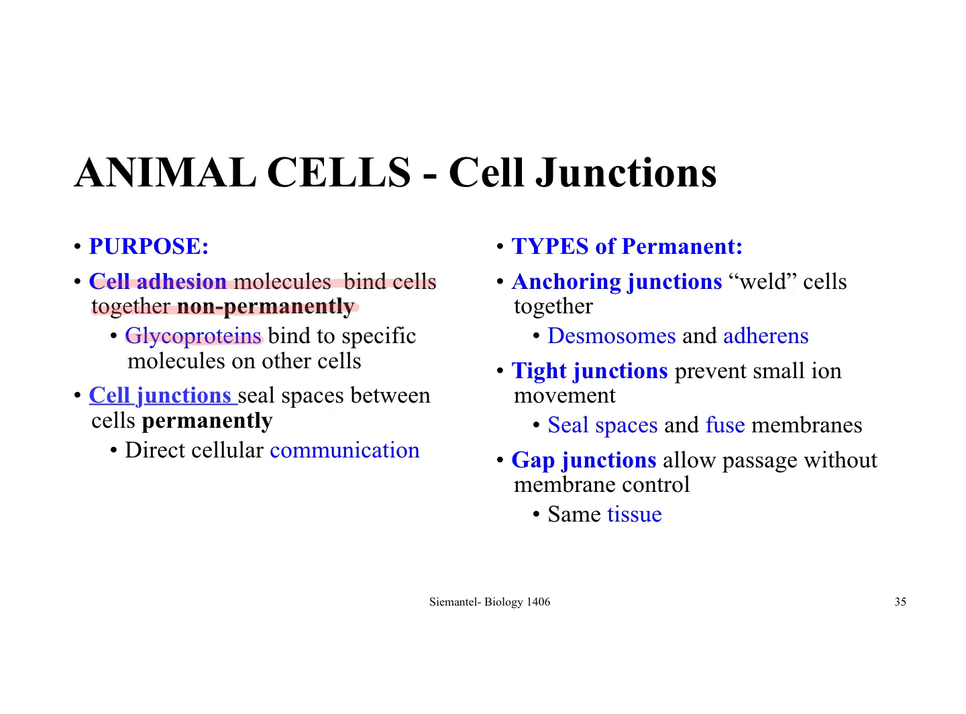Now, the opposite of that, the permanent situation, is called a cell junction. And a cell junction is a space in between cells that's sealed, but it's a permanent connection.